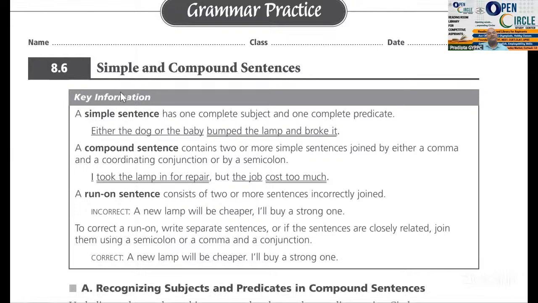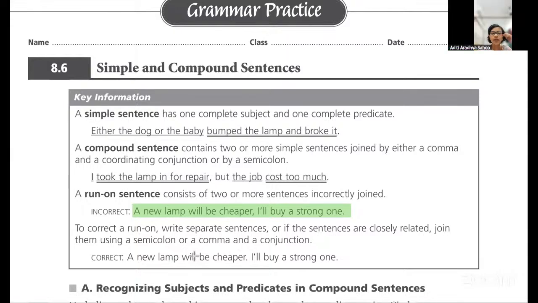मतलब क्या है? एक नया लैम्प सस्ता होगा, मैं स्ट्रॉन्ग वन खरीदूंगा. क्या खरीदोगे स्ट्रॉन्ग? Obviously lamp. But does it give a clear meaning? No. Because we have simply put a comma there. So what is the correct expression?